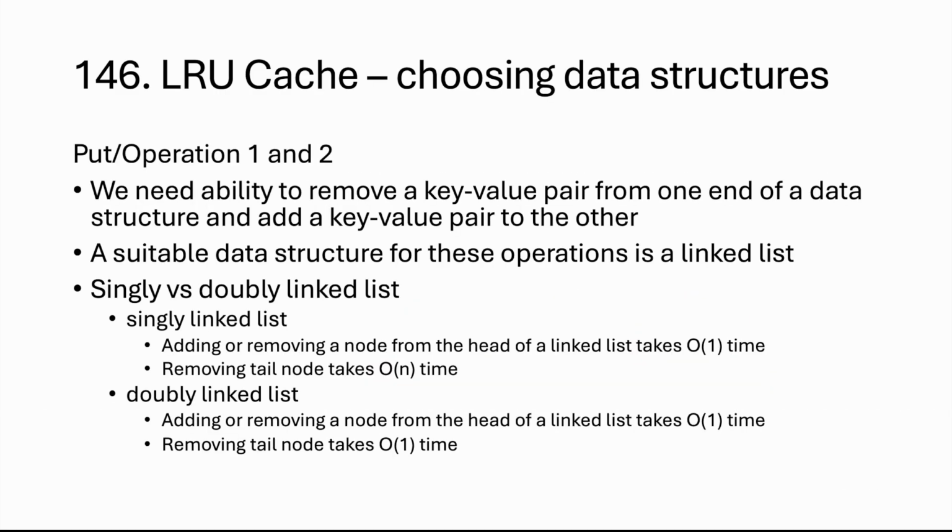For operations 1 and 2, we need the ability to remove a key-value pair from one end of a data structure and add a key-value pair to the other. A suitable data structure for these operations is a linked list. Should we use a singly linked list or a doubly linked list? In terms of adding or removing a node from the head of a linked list, they both take O(1) time. In terms of removing the tail node, a doubly linked list takes O(1) time, while a singly linked list takes O(n) time, so we should choose a doubly linked list to be more efficient.